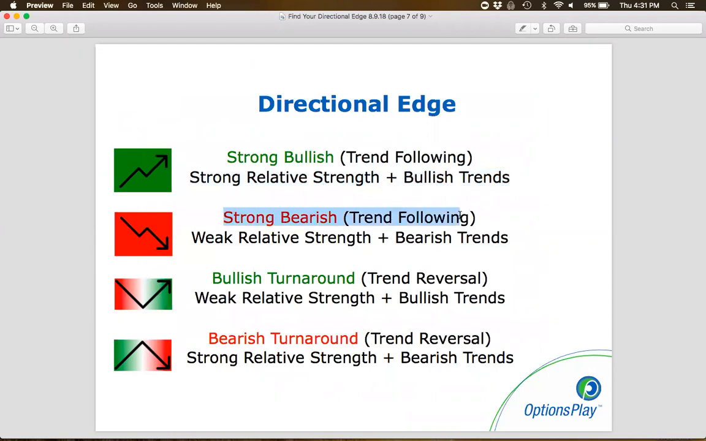On the strong bearish side is basically the exact opposite. This is a stock that has weak relative strength, so a stock that has underperformed the overall market, and it's exhibiting bearish trends in conjunction with that. So both the relative strength and the trends are lining up to be bearish. These are the strong bearish stocks.